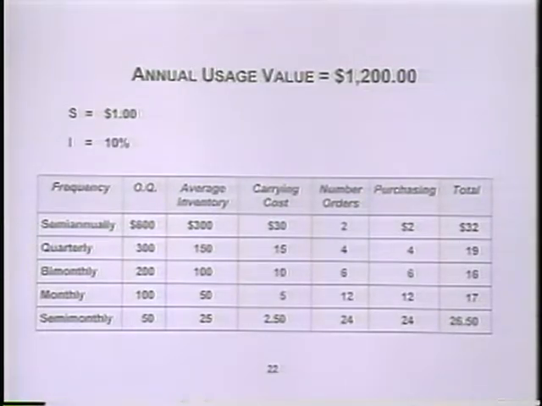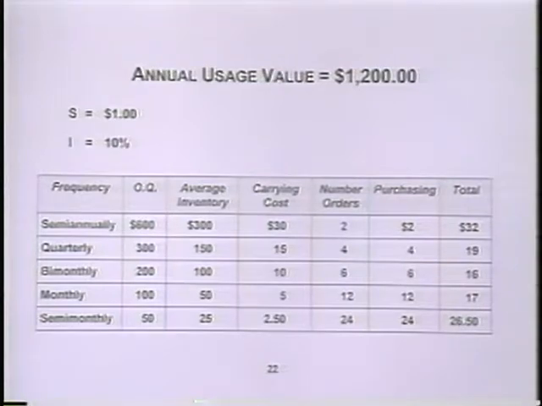Now, the carrying cost is always calculated by the average inventory times the carrying cost value. So in this case, looking at the semi-annual frequency, I have $300 of average inventory. We have a carrying cost of 10%. And remember, change that percentage into its decimal equivalent when you're going into mathematical computations. So I have $300 times 0.10, or a carrying cost of $30, and subsequently down, going through the same type of computation.